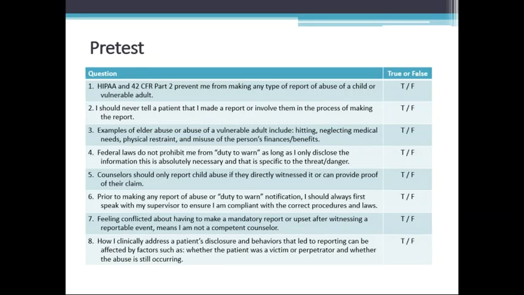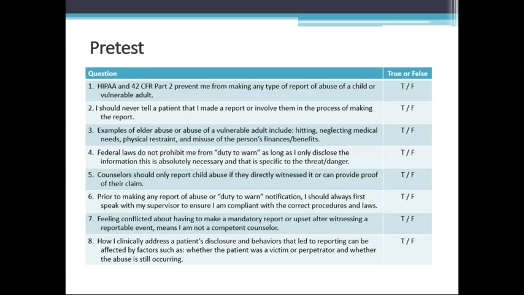Number two, I should never tell a patient that I made a report or involve them in the process of making the report of abuse. Number three, examples of elder abuse or abuse of a vulnerable adult can include hitting, neglecting medical needs, physical restraint, and misuse of the person's finances or benefits.